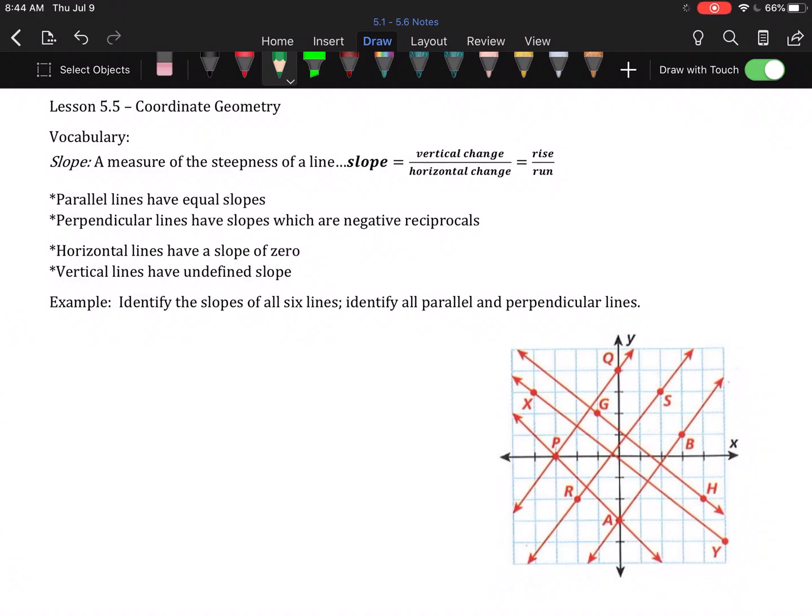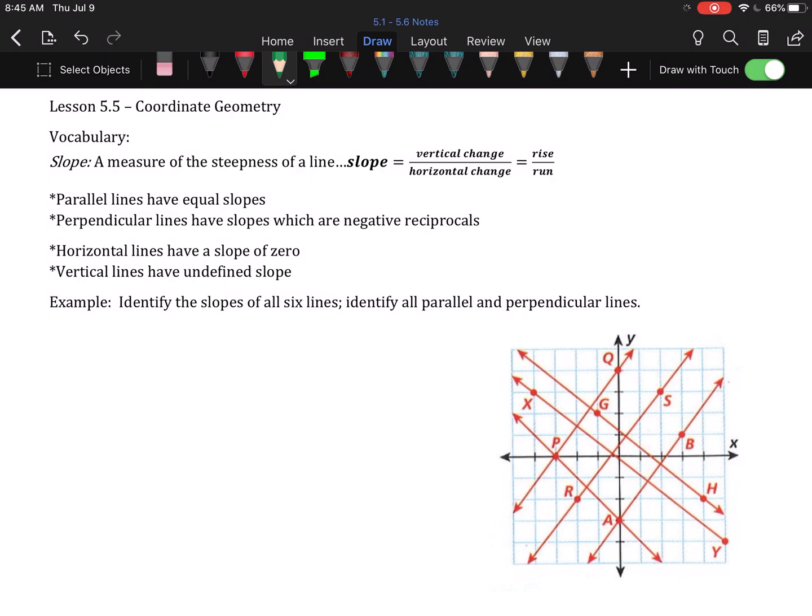Lesson 5 of Chapter 5 deals with coordinate geometry. And the key thing we're going to learn in this section is slope. So slope is a number, usually a fraction, that measures how steep a line is. And that fraction is obtained by figuring out the vertical change between 2 points and putting it over top of the horizontal change between 2 points. The much simpler version is rise over run.